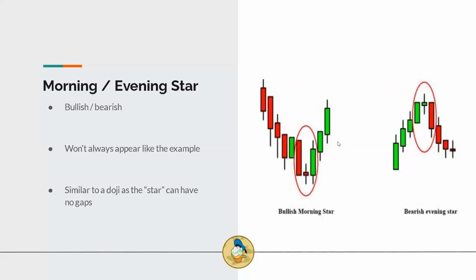Quality kind of sucks on this screenshot. Best I could find, so apologize for that, right? But morning and evening star. These will get referred to as dojis, like I had mentioned. There doesn't necessarily need to be gaps for these.